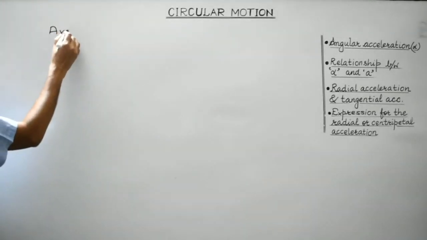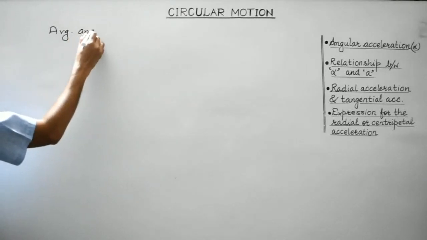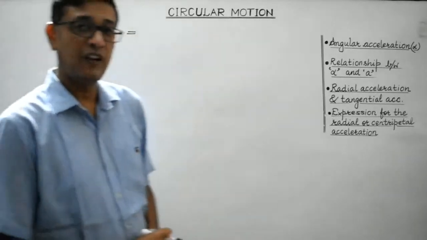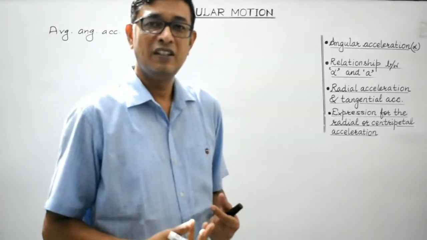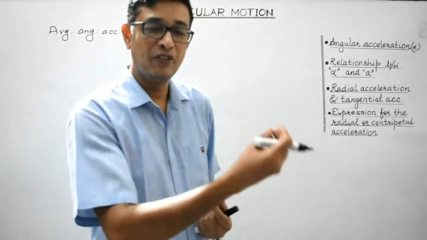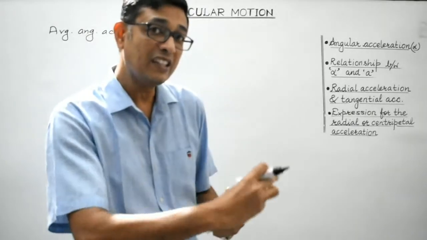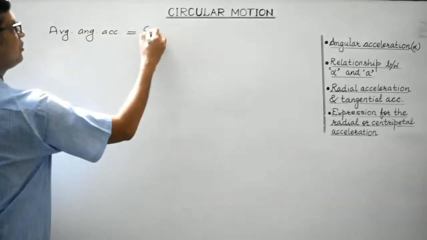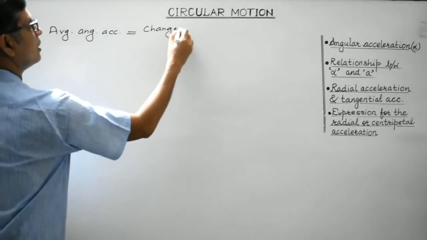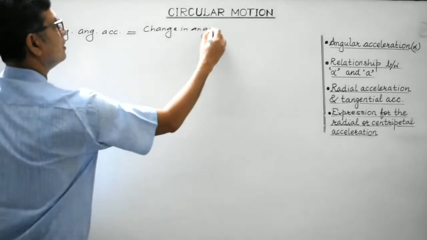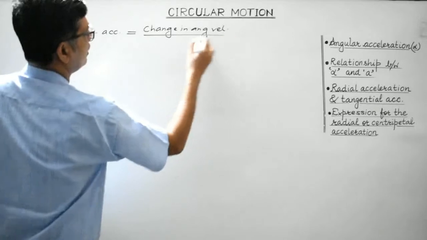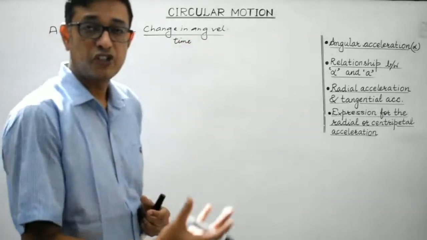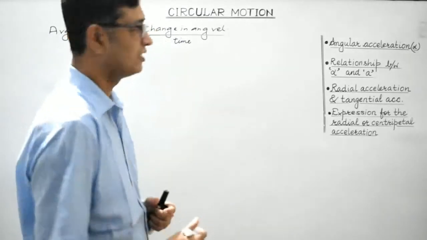So, we'll first discuss average angular acceleration. Students, it is defined as the ratio of the change in the angular velocity to the time during which that change in the angular velocity has taken place. So, it is the change in angular velocity divided by the time interval during which the change in the angular velocity has taken place, right?